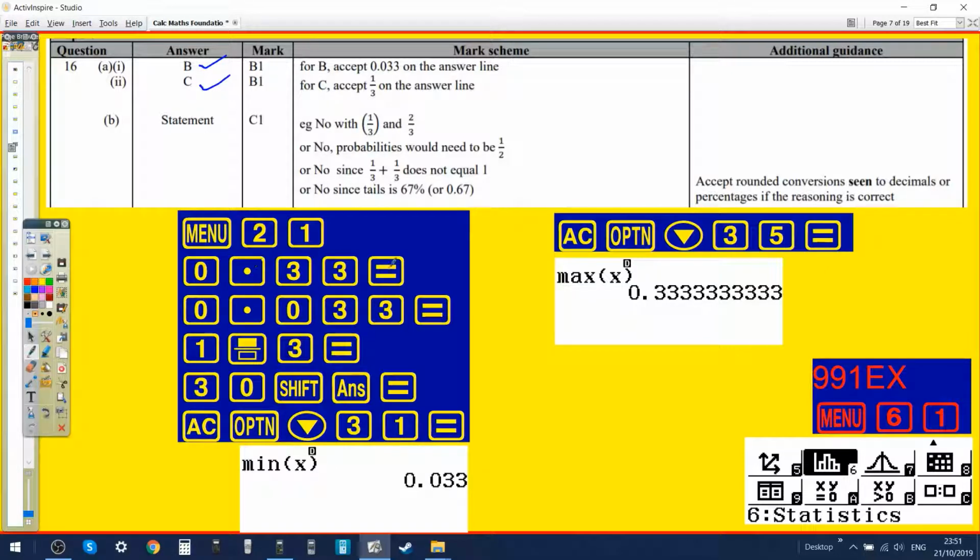This is all the things you have to press to get this answer from the calculator. If you are one of the lucky boys and girls who has the 991EX, the cheatingest calculator in the world, it's not menu 2, it's menu 6. Your statistics is number 6, but everything else is the same thing.